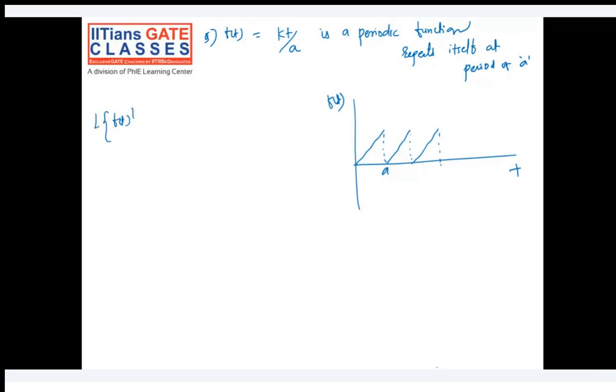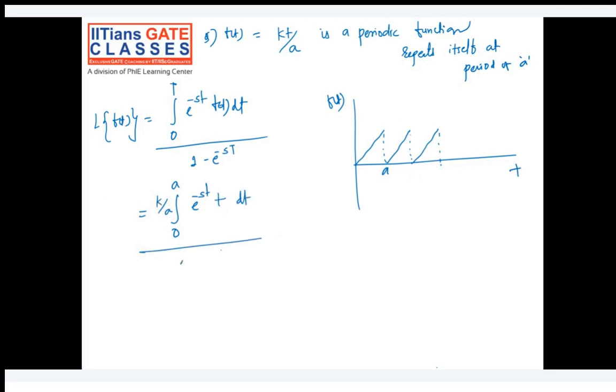The Laplace transform of f of t is given by integration 0 to T, where capital T is the time period, e to the power minus st f of t dt divided by 1 minus e to the power minus s capital T. So integration 0 to a, e to the power minus st. f of t is kt by a, so k by a I'll keep out. t is as it is, dt divided by 1 minus e to the power minus as. After this, using integration by parts, this is your u and this is your v.